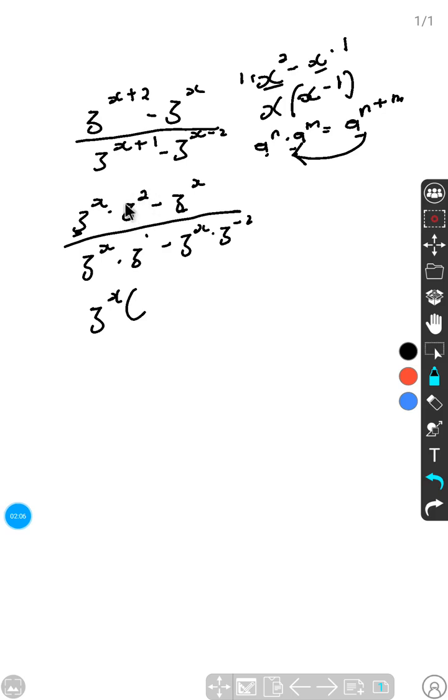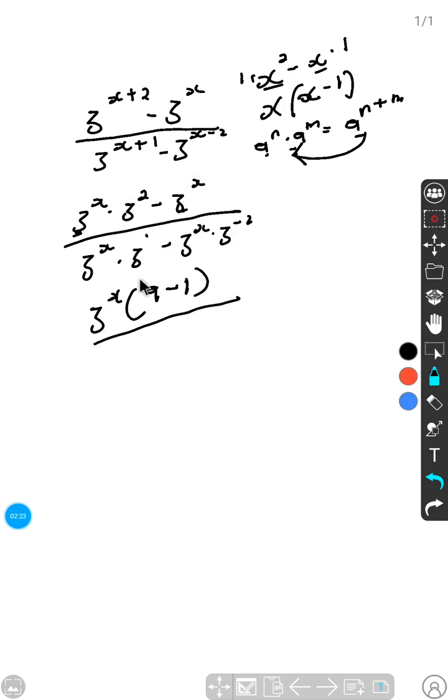What are we left with here? We are left with 3 to the power 2, which is 9. Here we are left with 1. Remember, anything times 1 is that number. So if we remove the 3 to the power x, we are left with 1 here.